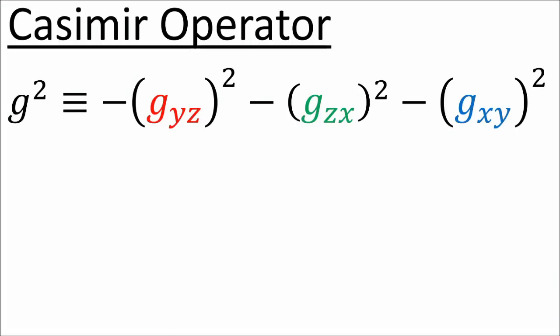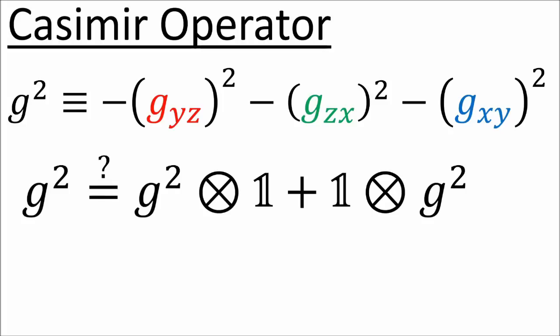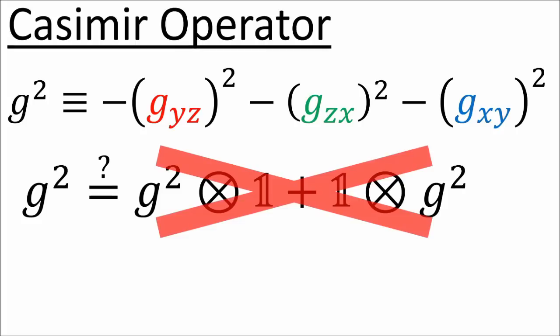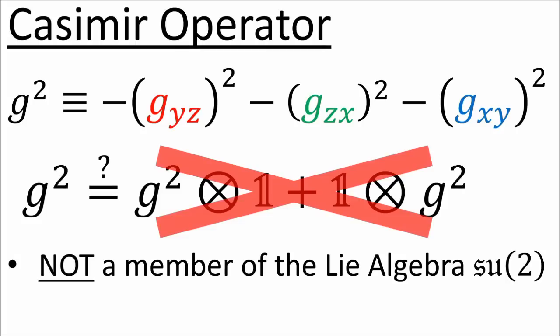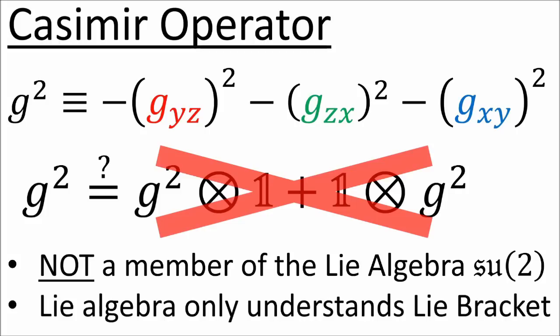Now, for tensor product representations, you might be tempted to try and write g squared using the same formula we used for the other operators, but we cannot actually do this. The reason for this is that the Casimir operator doesn't actually live inside the Lie algebra, because it is defined using the squares of operators. And Lie algebras don't understand what squaring operators means. Lie algebras only understand the Lie bracket.